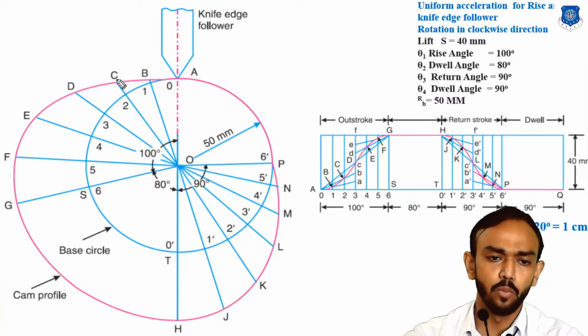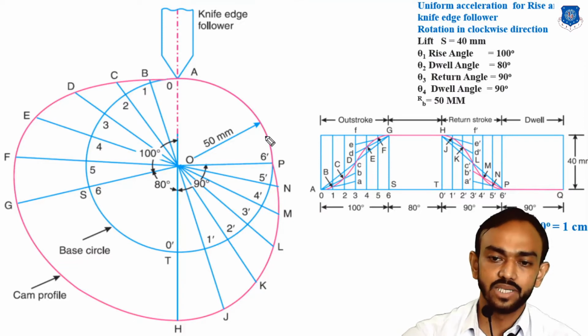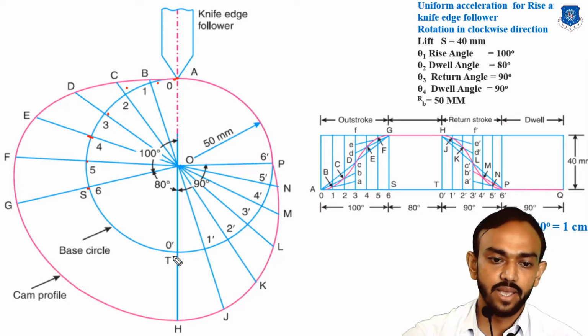Numbering is very important in this chapter. If you make perfect numbering, the chances of mistakes are very less here. Okay, 0, 1, 2, 3, these points will be 4, 5 and 6. Same as 0 dash here, 0 dash, 1 dash, 2 dash, 3 dash, 4 dash, 5 dash, 6 dash.